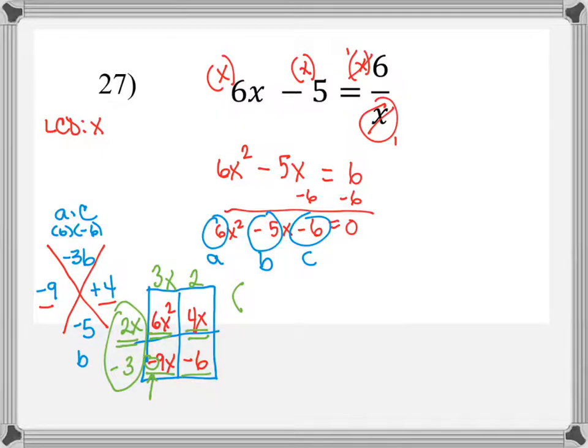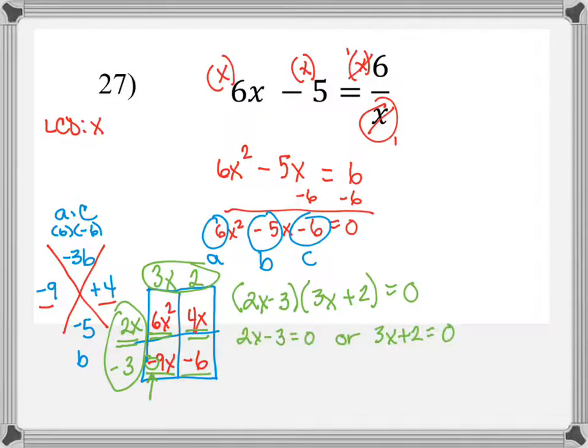So 2x minus 3 will go in one set of parentheses. 3x plus 2 will go in a second set. And remember, this still equals 0. Now I can use my zero product property again. So I'll set 2x minus 3 equals 0, or 3x plus 2 equals 0.